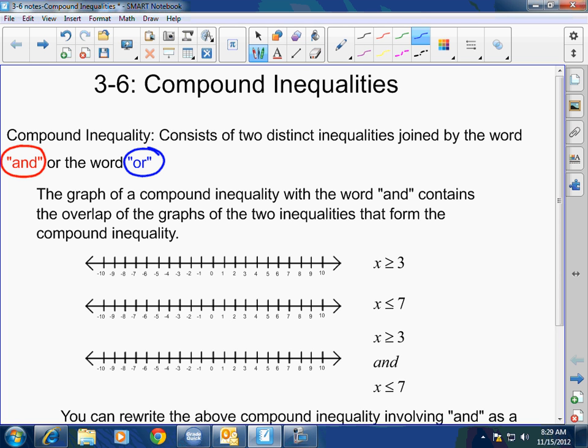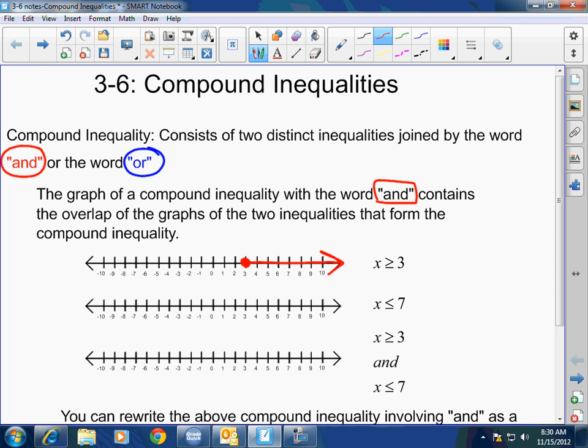Now, the graph of the compound inequality with the word AND, we're going to stick to AND here for a second, contains the overlap of the graphs of the two inequalities that form the compound inequality. What does that mean? For example, let's take the individual inequality x is greater than or equal to 3. That's going to be a closed circle on the 3. And it's greater than or equal to, so I'm going to shade it to the right. Is everyone with me so far?